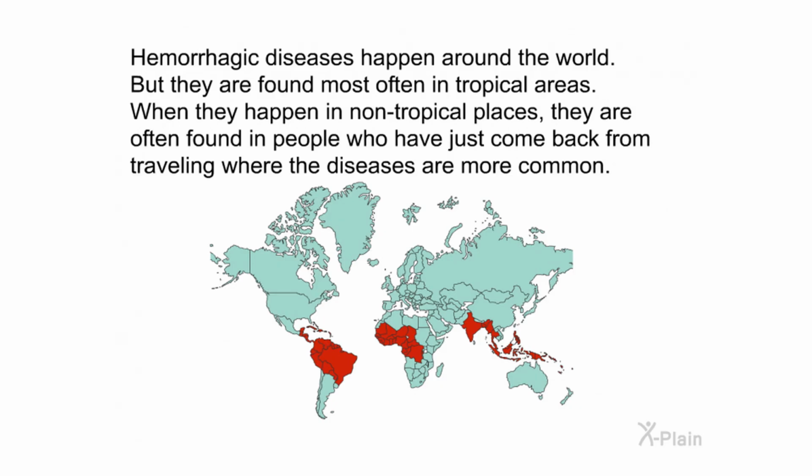Hemorrhagic diseases happen around the world, but they are found most often in tropical areas. When they happen in non-tropical places, they are often found in people who have just come back from traveling where the diseases are more common.